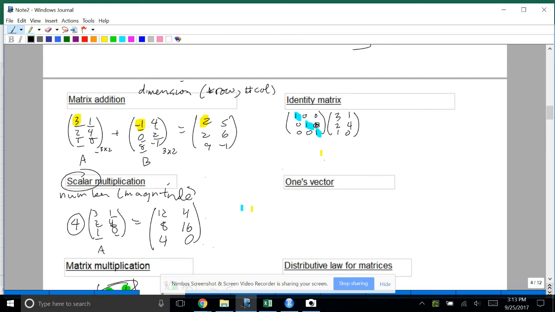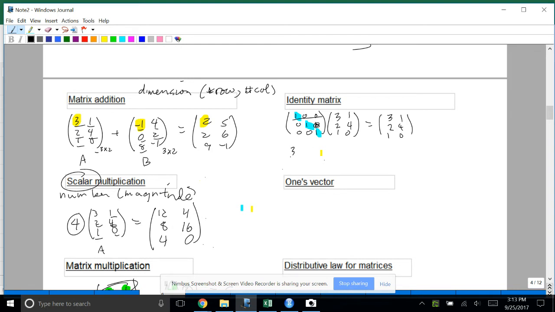What we have is 1 times 3 times 0, 0. So that will give me 3. First row, second column, 1 times 1 times zeros times the others, and we get 1, and we continue on, and we get the exact result.